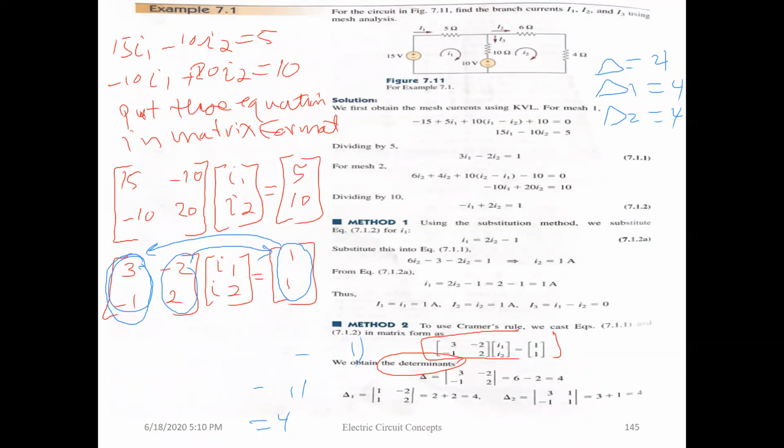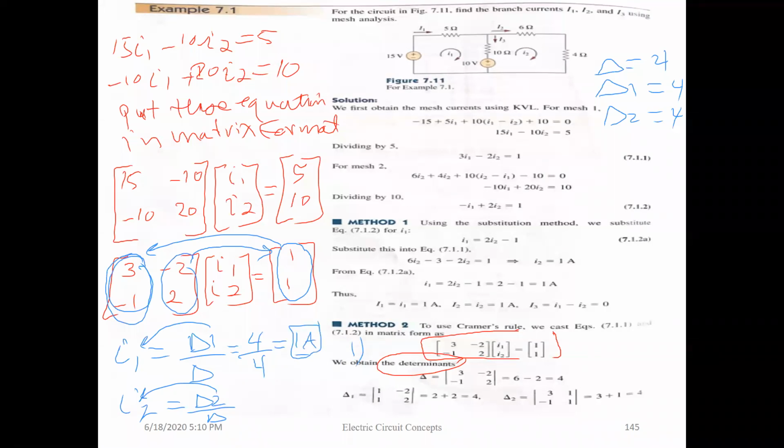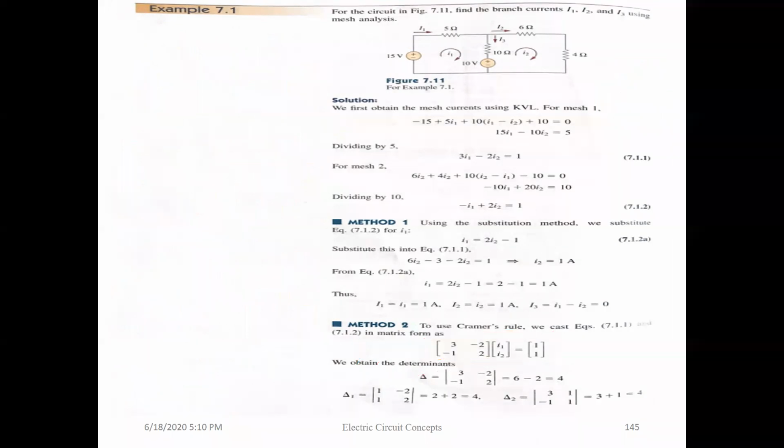Now to determine the value of I1, I1 is equal to delta 1 over delta. And I2 will be delta 2 over delta. So same thing, delta 1 for I1, delta 2 for I2. So delta 1 is 4, so I1 will be 4 over 4, which is 1 amp. And I2 will also be 4 over 4, which is 1 amp. So again, either solution, whatever you pick, it's fine to do that.